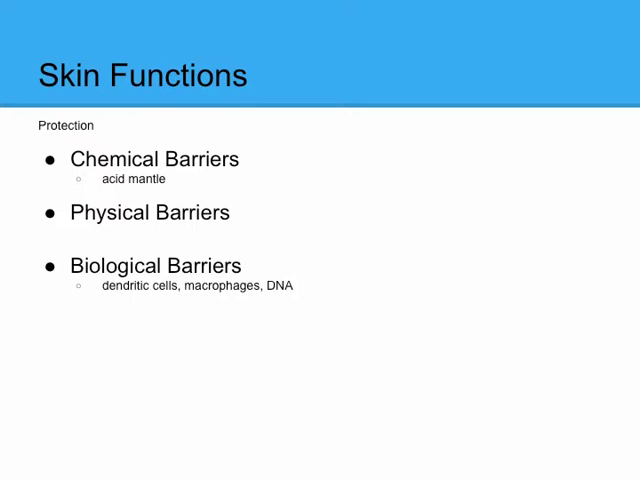It also provides biological barriers. Dendritic cells activate the immune system, and there are macrophages in the dermis. DNA actually is another protection against UV rays. It basically heats up the water around it. It converts UV rays into harmless heat, and it makes our skin hot, but it prevents damage from UV rays.